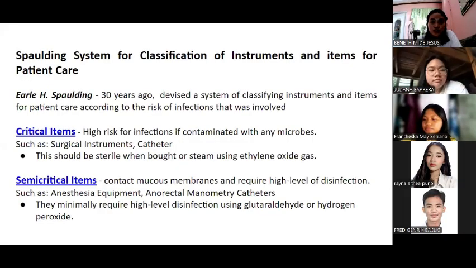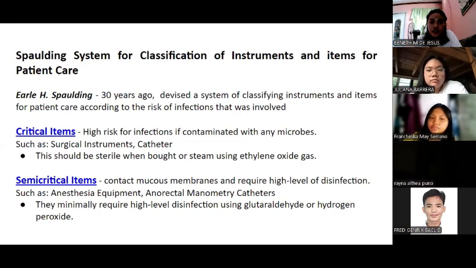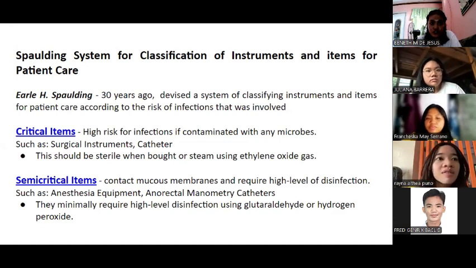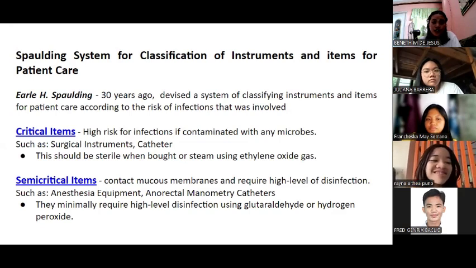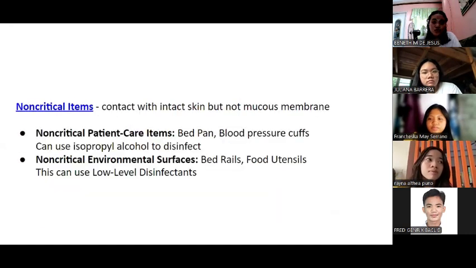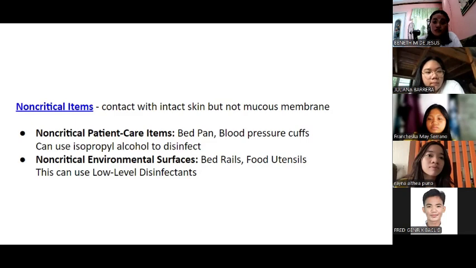So 30 years ago, Earl H. Spalding devised a system of classifying instruments and items for patient care according to the risk of infection that was involved. So critical items, high risk for infection, katulad ng sabi ko kanina, and the semi-critical items contact mucous membranes and require high level of disinfection. So for the non-critical items, contact with intact skin but not mucous membrane. Katulad nga kanina na sabi ko, yung mga blood pressure cuffs and yung sa bed rails.